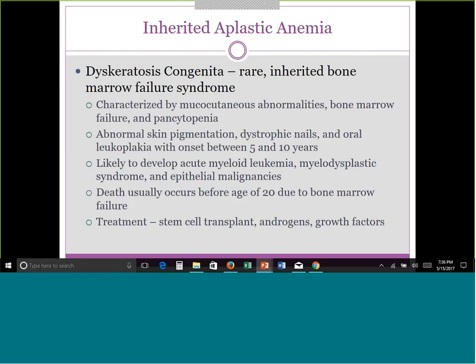I think on one of your tests, these are short answer questions, where I give you the characteristics and you have to type in the disease name on a future exam soon. So I would start really getting to know this. I don't expect you guys to be spelling experts, but type it as close as you can so I understand what disease you were indicating. So if I were to say to you guys, abnormal skin pigmentation, dystrophic nails, oral leukoplakia, I want you to be able to type in it's Dyskeratosis Congenita. So this one, again, very severe. Death usually occurs before age 20 due to such bone marrow failure.